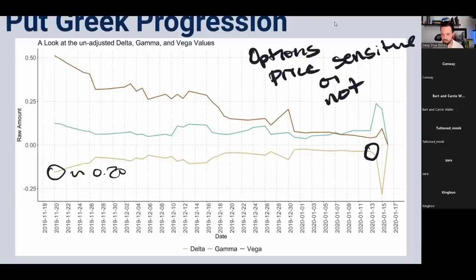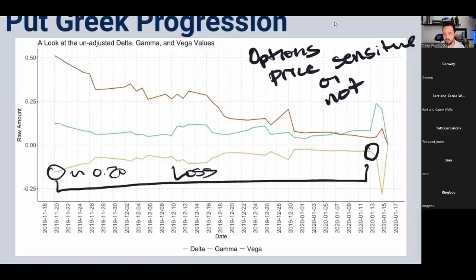So this was not somebody that was looking to profit, I think. Or, well, they lost money on these puts. Asterisk. Right? Did they? Up until January 13th, this position was a loss. Yes. And then what happened?